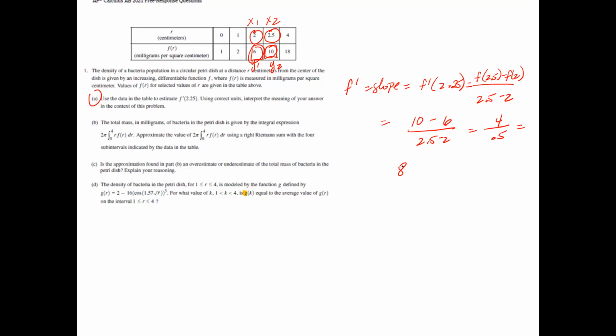Now with the 8, you have to remember your units. So we're going to go back to the original question and see what the unit is going to be. Given that they're asking about the density of bacteria in a petri dish, it's measured in milligrams per square centimeter. So that's what I was looking for. I'm going to put milligrams per centimeters squared.